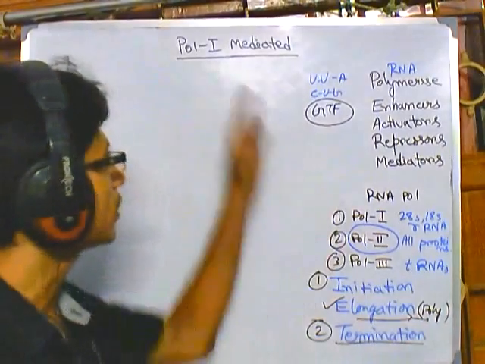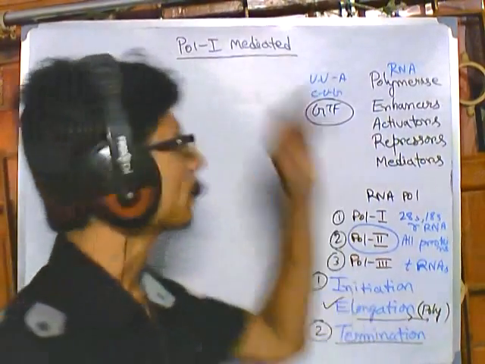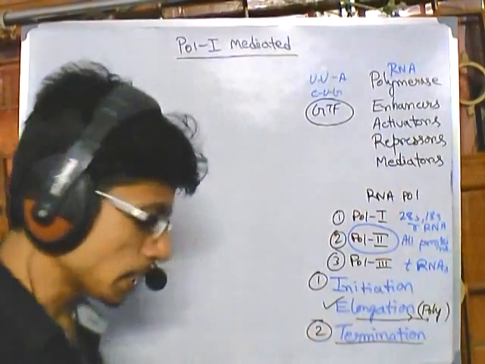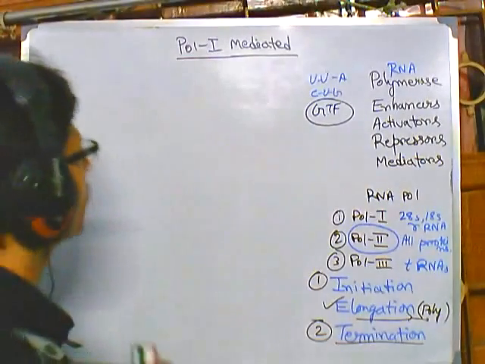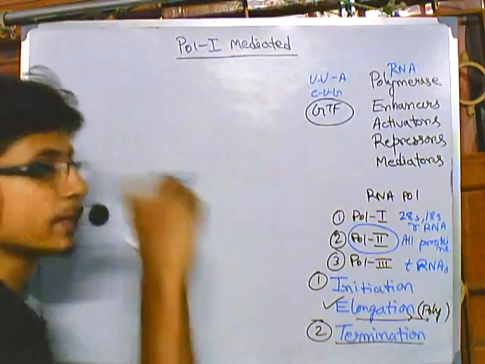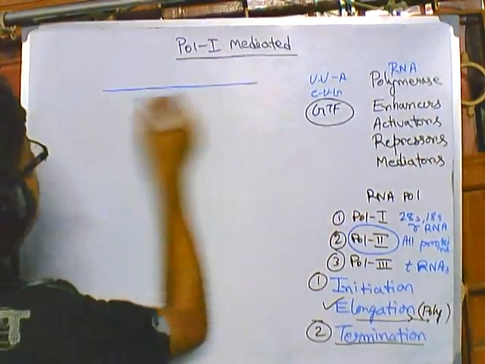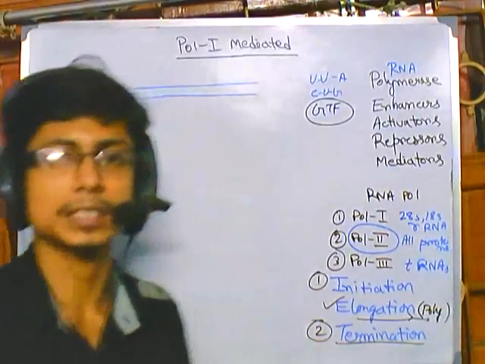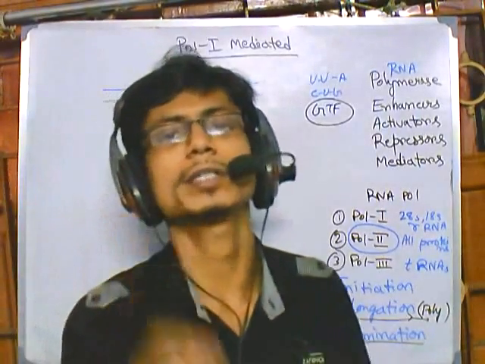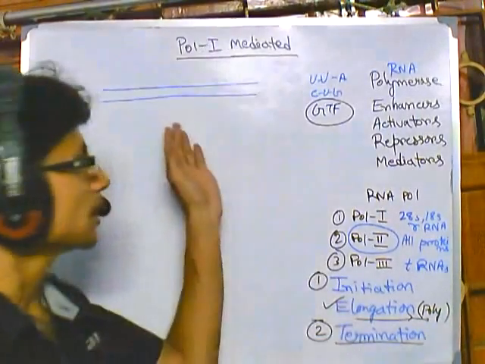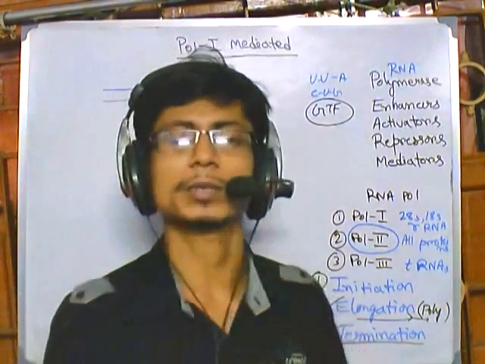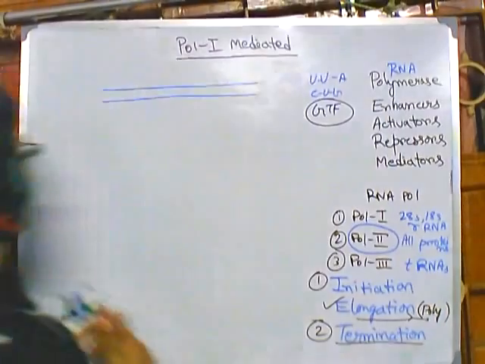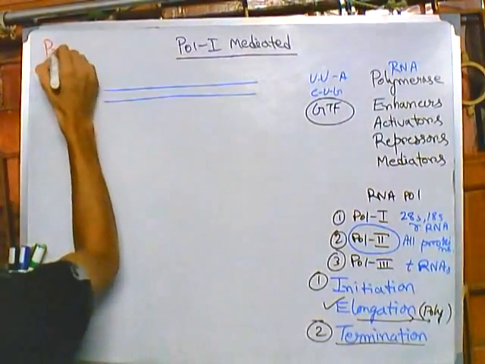Then let us talk about the Pol I mediated process, and Pol I will produce the rRNA. In the Pol I mediated process, let us consider a DNA. If we consider this is a DNA, there are sequences. Remember, these transcription factors have affinity towards particular sequences. In most cases, those sequences are called promoter sequences. Let me write it here. They are called promoter sequences.